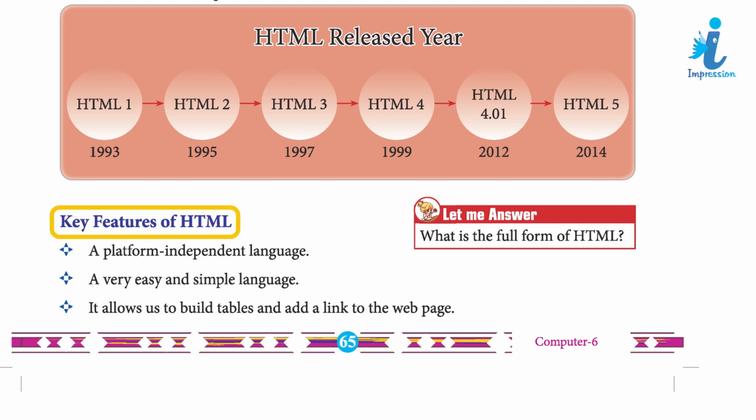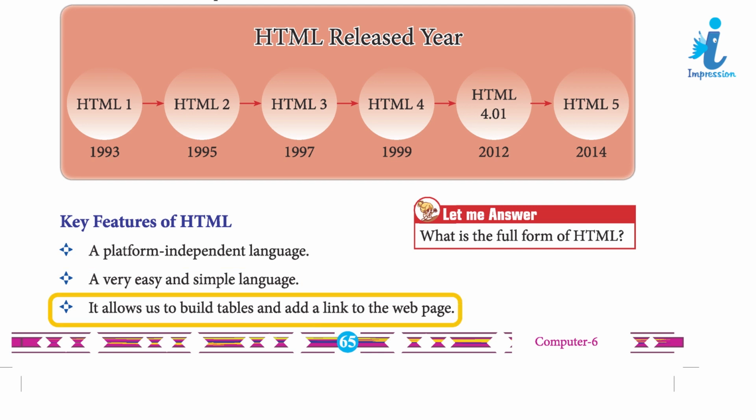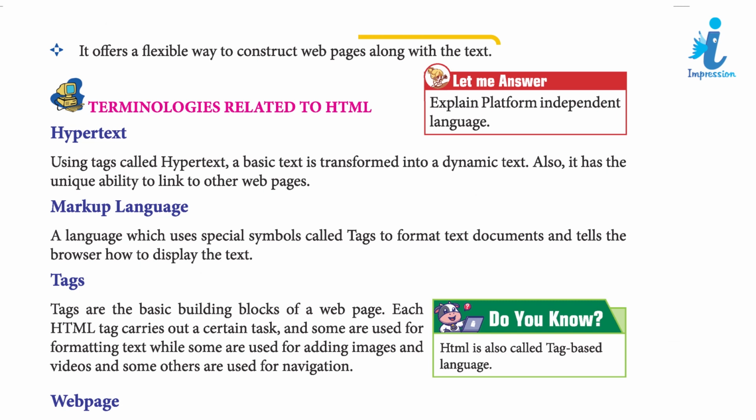Key features of HTML. A platform-independent language. A very easy and simple language. It allows us to build tables and add a link to the web page. It offers a flexible way to construct web pages along with the text. Let me answer. Explain platform-independent language.